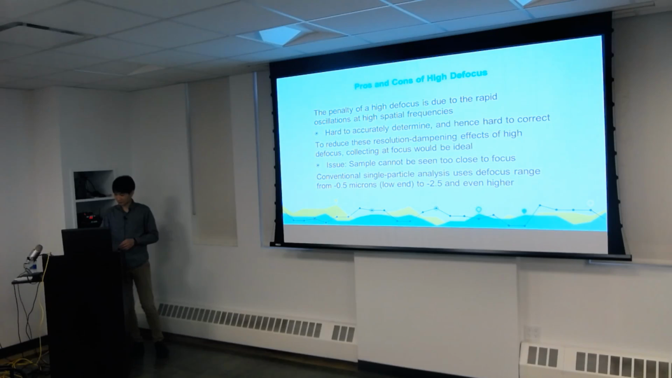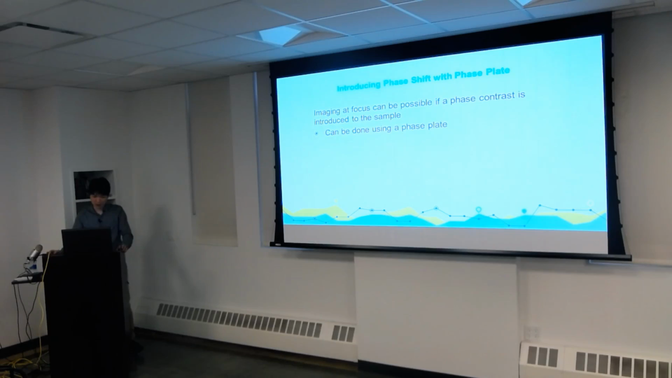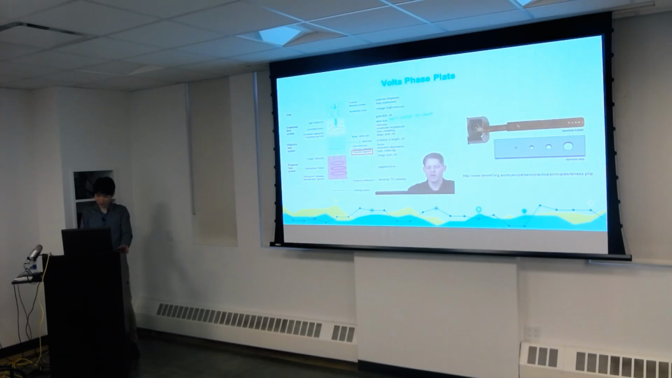So imaging at focus can actually be possible if you can introduce some kind of phase contrast to the sample. This has been done for a long time in light microscopy, but has only been routinely done in cryo-EM now, because of the advent of more robust phase plates. So here I'll quickly touch on the phase plates we use now. The older versions of phase plates are the Zernike phase plates, which I will not touch on. I'll touch on the ones you'll be using if you image in our microscope center now. They are called the Volta phase plates.